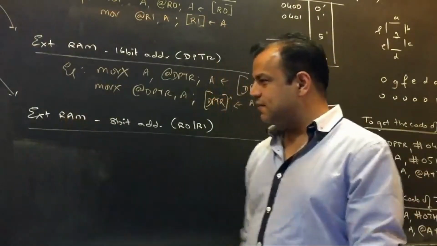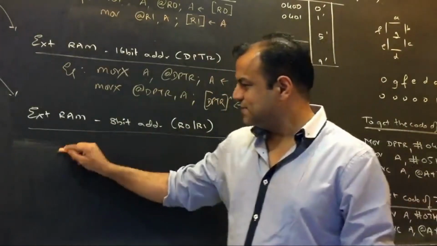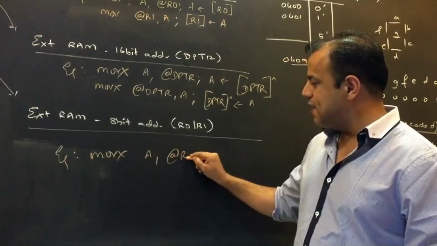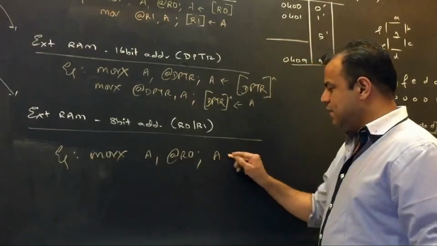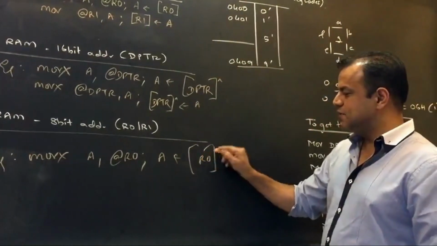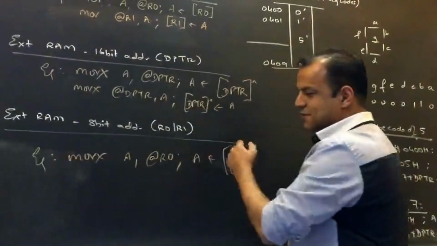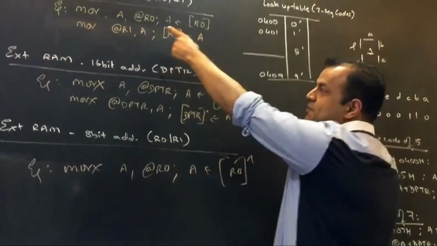You can access external RAM even using R0, R1. Give me the instruction. Come on, quickly. MOVX A, @R0. Who gets the data? A. From the location pointed at by R0 in the external RAM. Now in this instruction, if I remove X, it is still a valid instruction, but it will work on internal RAM. It will become this instruction.